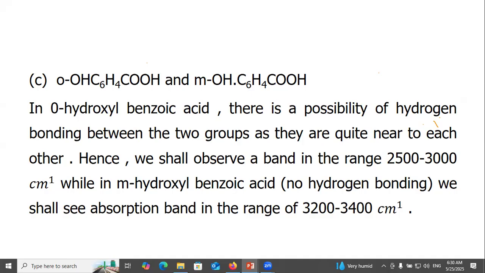Possibility of hydrogen bonding between the two groups in case of ortho-hydroxybenzoic acid, but hydrogen bonding is not possible in the meta-hydroxybenzoic acid. So the band 2500 to 3000 will be observed in ortho-hydroxybenzoic acid. But in case of meta-hydroxybenzoic acid, with no hydrogen bonding, we shall see an absorption band in the range 3200 to 3400 per cm.